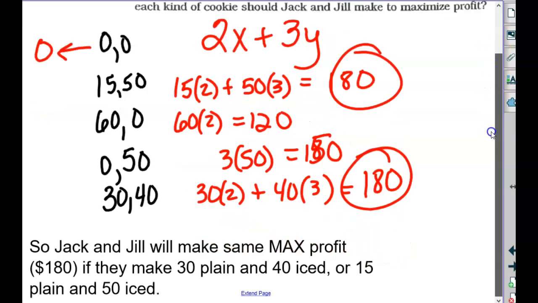So their maximum profit occurs right here. They make $180 if they make either 30 plain and 40 iced or 15 plain and 50 iced. Hooray. We almost made it. Yeah. Is this pencil like rubber or something?